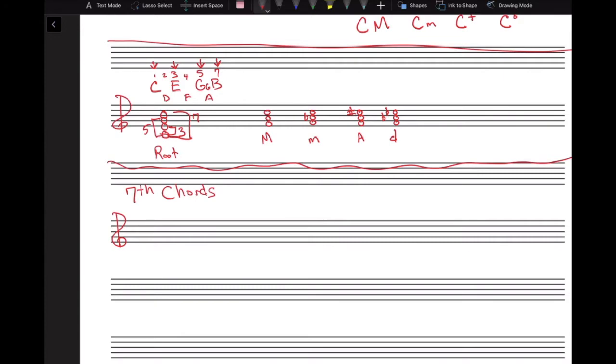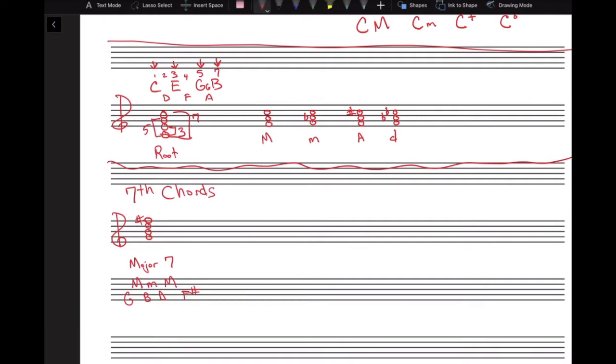The first one is called a major 7. And what that is, you have a major triad with a major 7th. Okay, so this is a major triad. The interval is major, minor, major. G to B is major. B to D is minor. D to F sharp is major. So that is known as a major 7 chord.